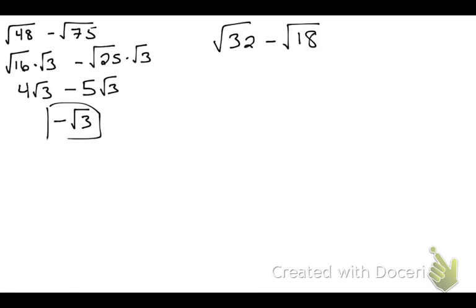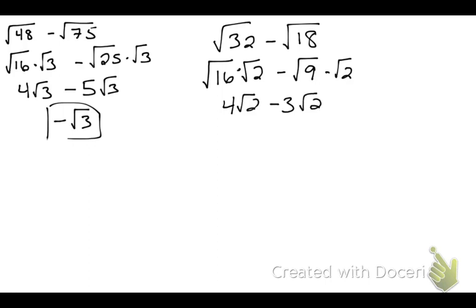We know the square root of 32, well, that's the same as 16 times 2. So we have the square root of 16 times the square root of 2. The square root of 18 is the same as the square root of 9 times the square root of 2. So we would have 4 root 2 minus 3 root 2, which is just 1 square root of 2. Let's try a couple more.